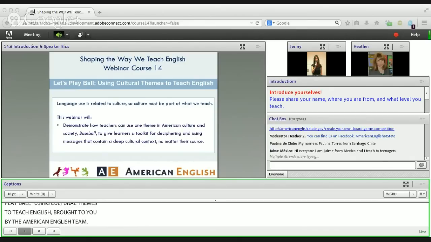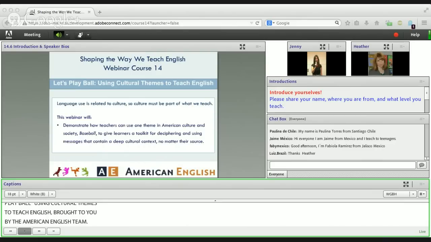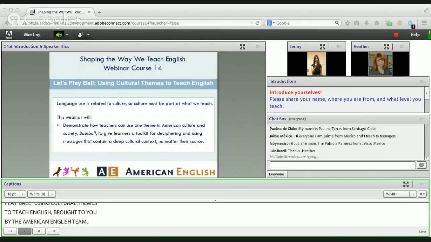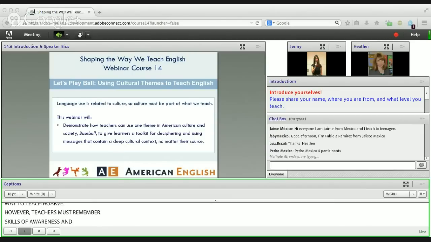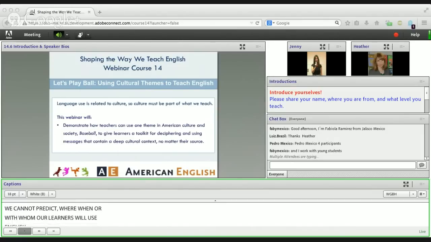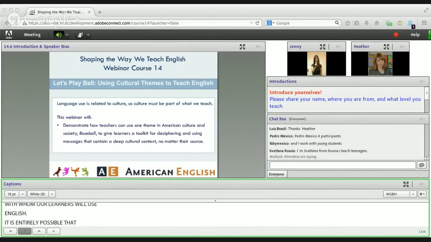Of interest to many learners are themes related to the culture and society of English-speaking countries. However, because of English's unique role as the global lingua franca, teachers must remember that skills of awareness and adaptation to unfamiliar contexts are just as important as factual information. We cannot predict where, when, or with whom our learners will use English.